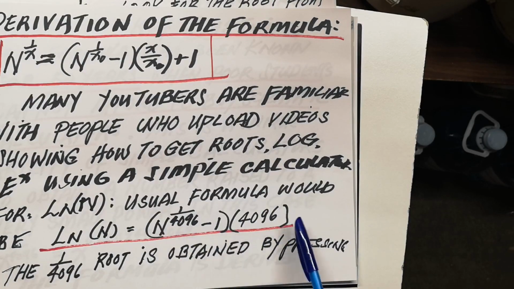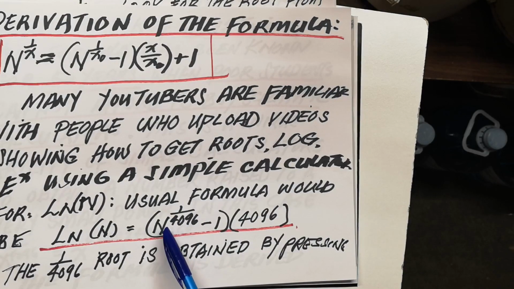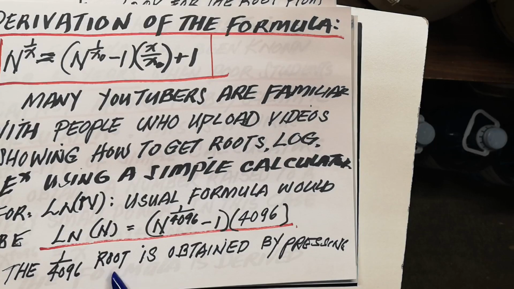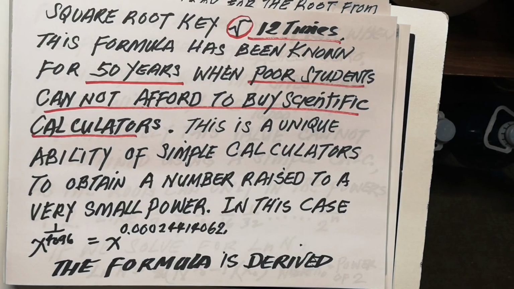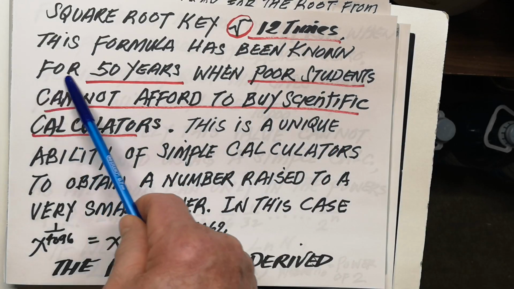Why use 4096? It's because in a simple calculator, you want to get a very small number of this one. Any number raised to the 1 over 4096 will be almost close to 1. So in a simple calculator, when you press the square root key 12 times, you'll be able to get this n raised to the 1 over 4096. The 1 over 4096 root is obtained by pressing the square root key 12 times. This formula had been known for 50 years.